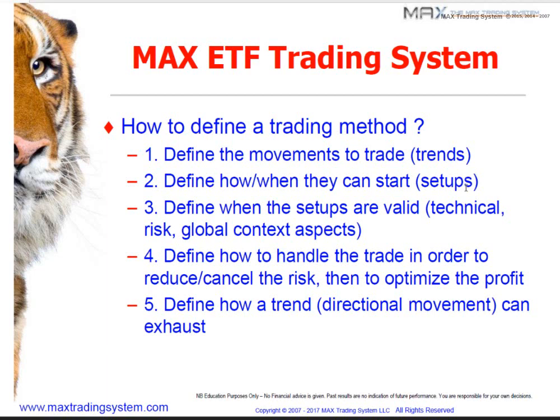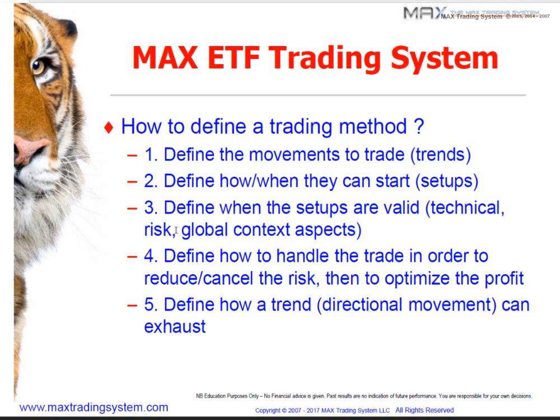We then have to define how and when a trend can start. And so we will define for that setups. And setups are simply different sets of conditions allowing to say, okay, now we have the possibility for a trend to start. We have then to define when these setups are valid to take a trade. And we have three types of validation. We have a technical validation. The max is based on indicators and some other tools.